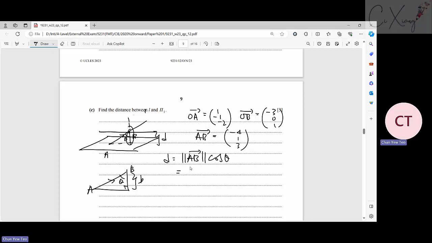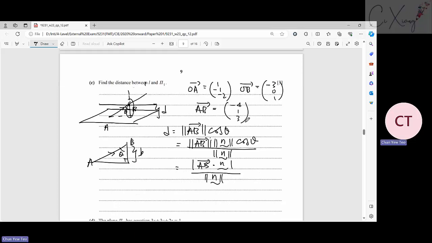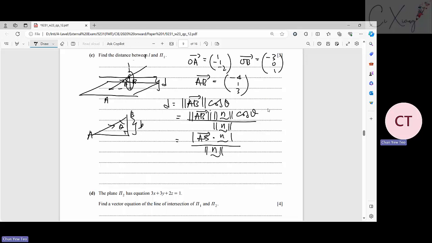We can convert it to become the magnitude of AB multiplied by N cos theta, divided by the magnitude of N. This is the same as the absolute value of the dot product between vector AB and N, divided by the magnitude of N. So this is the formula. You actually don't need to show this derivation; just directly giving the formula will do.